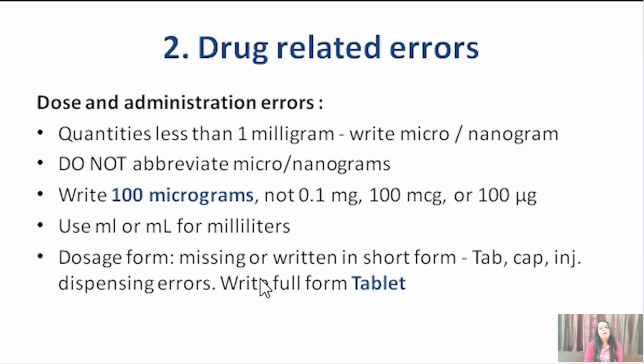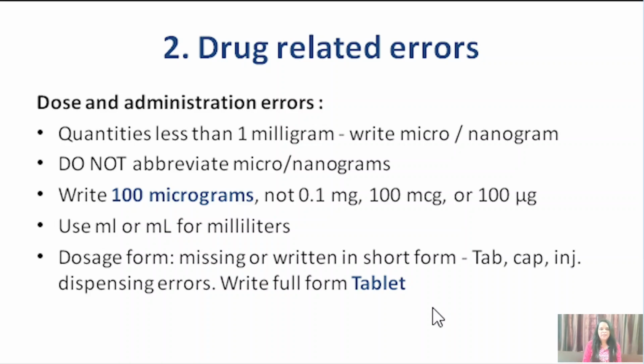Sometimes the dosage form is also completely missing, or it is written in the short form. For example, tab, cap or INJ, and this can lead to the dispensing errors. So write the full form, that is tablet. So this is the correct way of writing the prescription. This type of mistake in the dose or dosage form seems a very small mistake, but these can lead to serious harm to the patient.